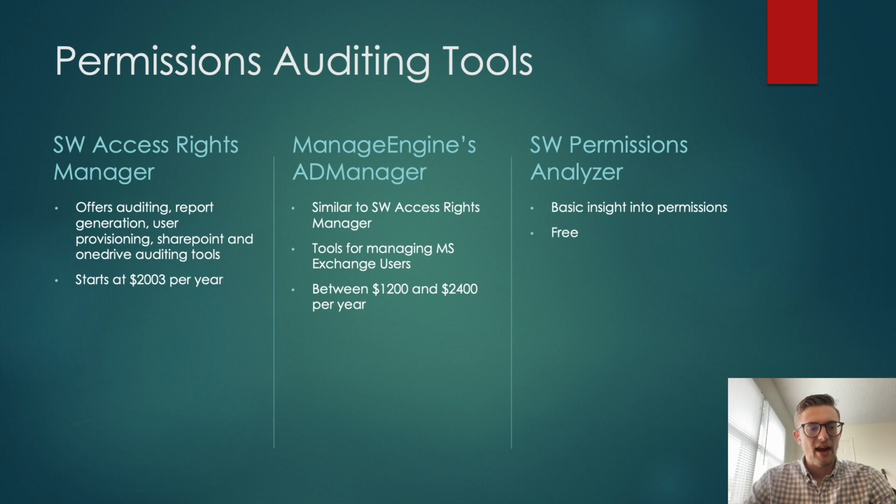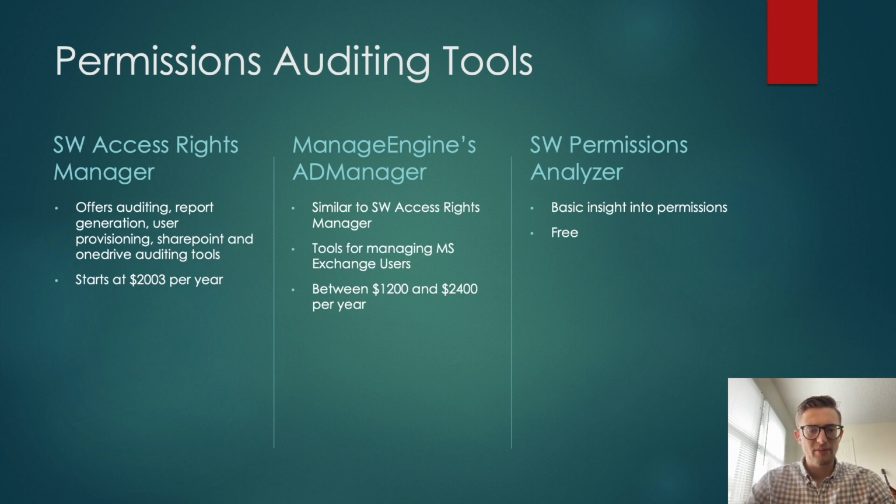So SolarWinds Access Rights Manager offers auditing, report generation, user provisioning, SharePoint and OneDrive auditing tools. Really, it covers all the bases, and it starts at around $2,000 a year.